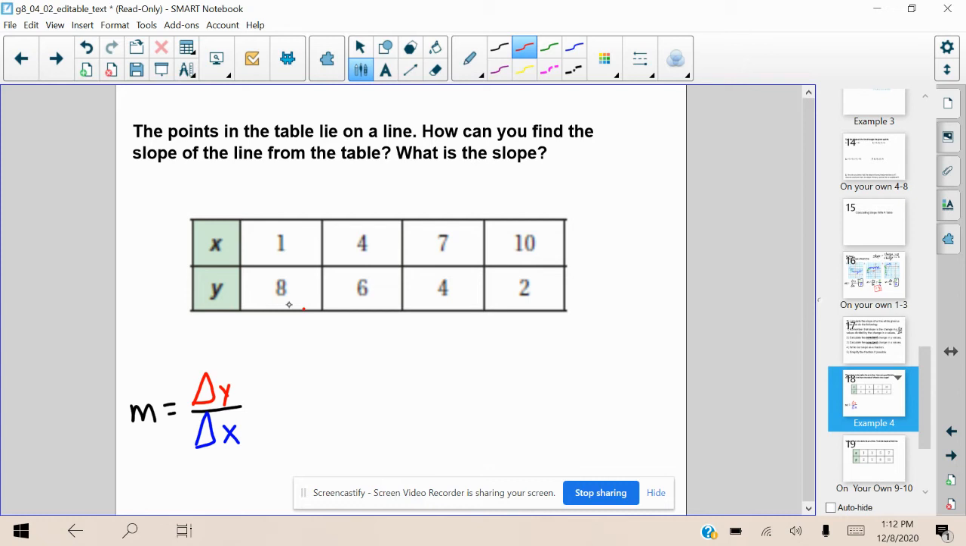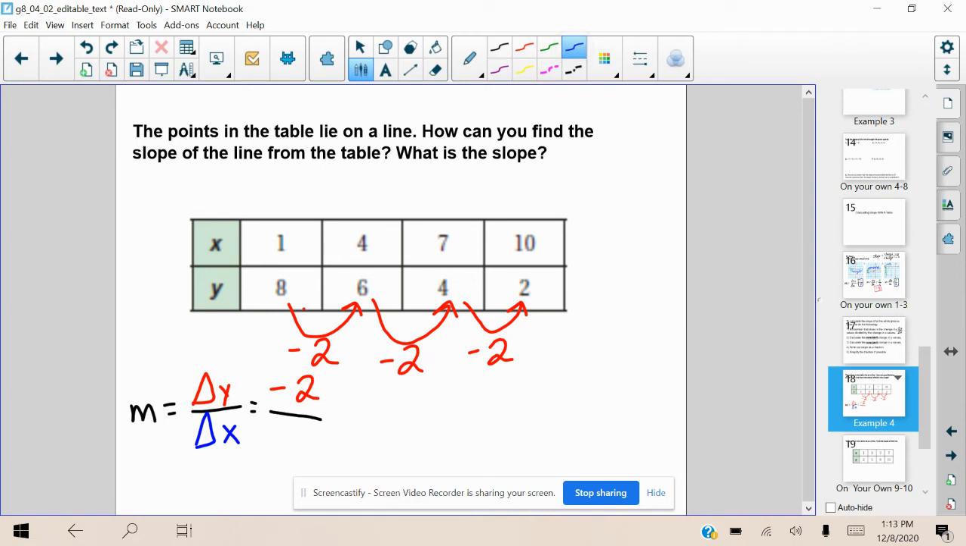Well, how do we get from positive 8 to positive 6? We subtract 2. How do we get from positive 6 to positive 4? We subtract 2. Positive 4 to positive 2? We subtract 2. So our constant change that's happening in the y values is we're subtracting 2. So our constant change in y is equal to negative 2.